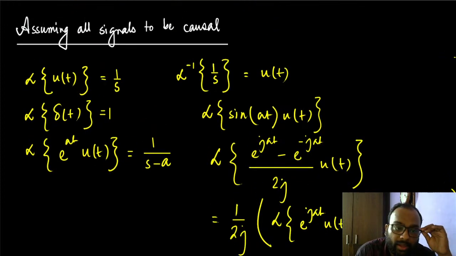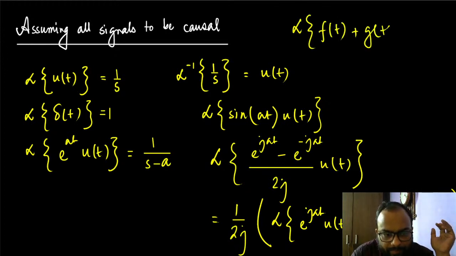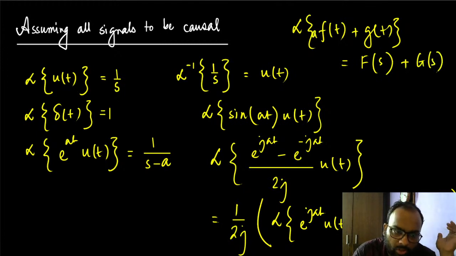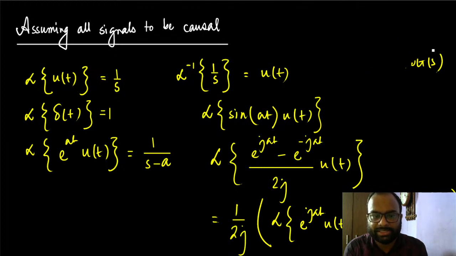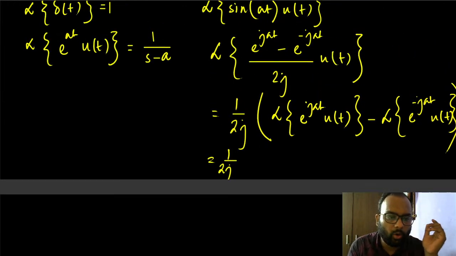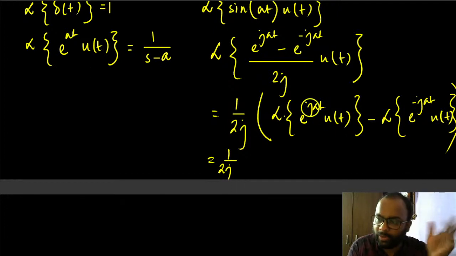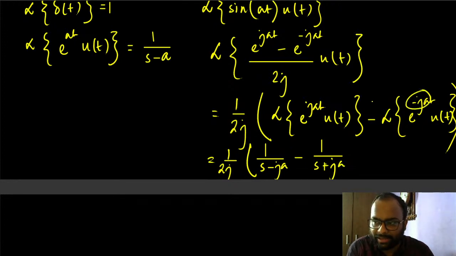Now, even though I didn't derive it, the Laplace transform is a linear operation, which means that the Laplace transform of some signal plus some other signal is equal to the sum of their individual Laplace transforms, F(s) plus G(s), and a constant multiplying the signal comes out. You can see this by applying the very definition of the Laplace transform, just like we did for the Fourier transform. Now we know the Laplace transform of e to the power at u(t) is 1 by s minus a. So for e to the power jat u(t), it is 1 by s minus ja, and similarly this is 1 by s plus ja, because a here is like minus ja.